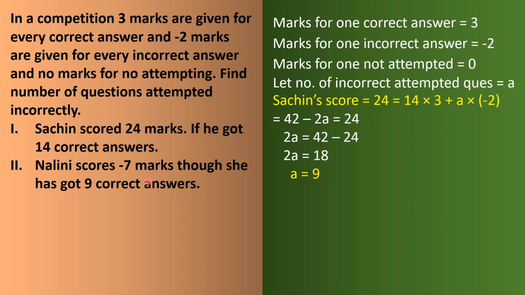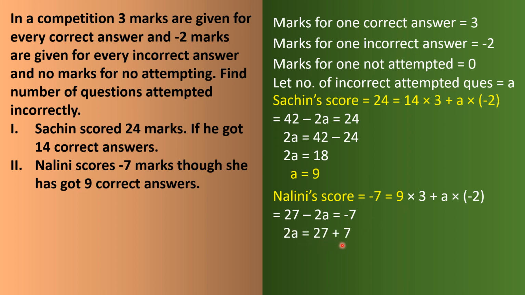Let us find out for Nalini. Nalini's score is minus 7. So how minus 7? She has got 9 correct answers. 9 multiplied by 3 plus a multiplied by minus 2. This is the equation. Now solve this. 9 threes are 27, minus 2a equals minus 7. Now again transfer these. 2a will be here and minus 7 will be there. So 2a equals 27 plus 7, which equals 34, and a equals 17. So 17 questions were attempted incorrectly by Nalini.